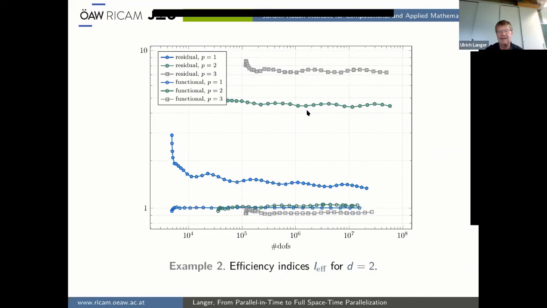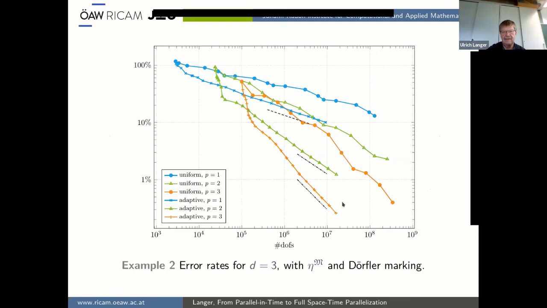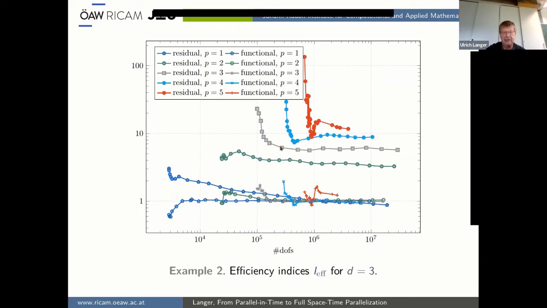These are the 3D results. So cuts. In 3D, the space-time cylinder is 4D. If you cut in t, you have a 3D domain, and you see here the meshes for different times. So again, the same picture, so I will not discuss it here heavily. So I have a bit of time. Efficiency indices, the same pictures, even up to p equal to 5.